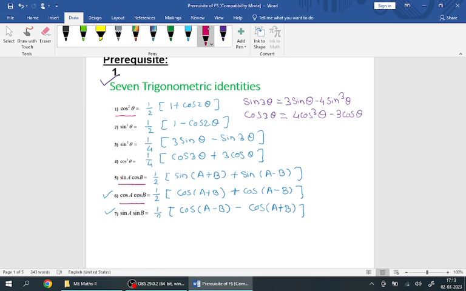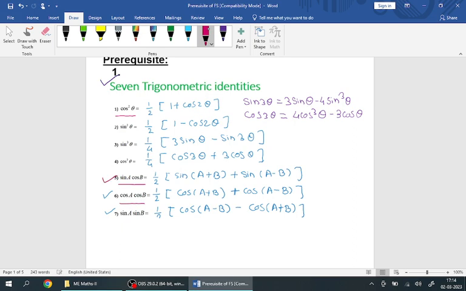To get the integration, we convert cos square theta as 1 by 2 times 1 plus cos 2 theta, sine square theta as 1 by 2 times 1 minus cos 2 theta, sine cube theta as 1 by 4 times 3 sine theta minus sine 3 theta, cos cube theta, and similarly sine a cos b, cos a cos b. These 5, 6, 7 are mainly the important formulas. In most cases we require these formulas, which are very important.